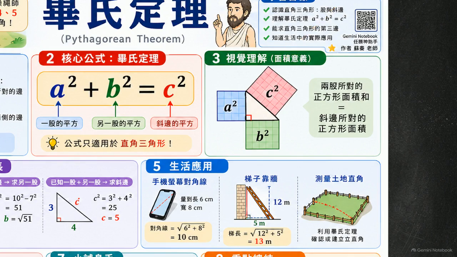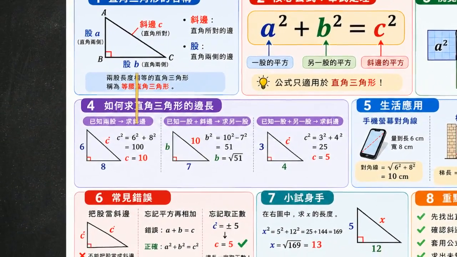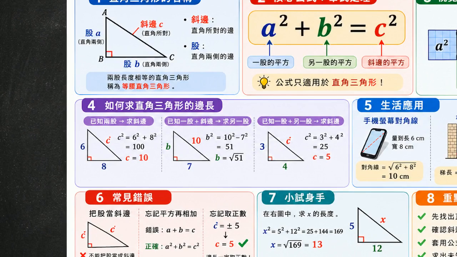If we have legs of 6 and 8, we square them to get 36 and 64. Adding those gives us 100. The square root is 10, making our hypotenuse exactly 10. If you know the hypotenuse is 10 and one leg is 7, you solve for the missing leg by subtracting 49 from 100, leaving 51.